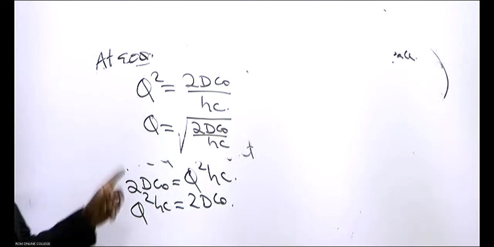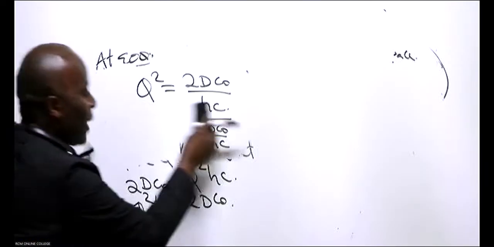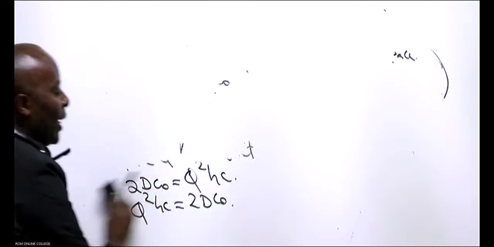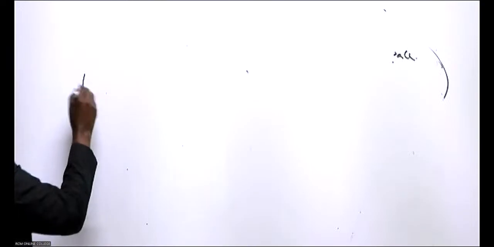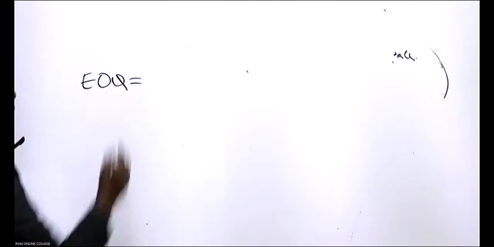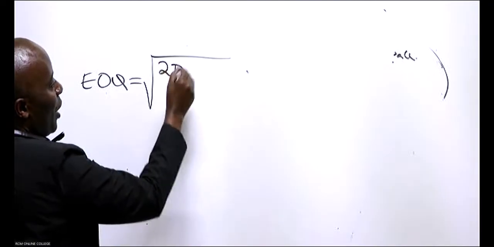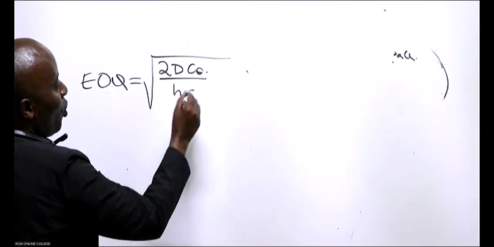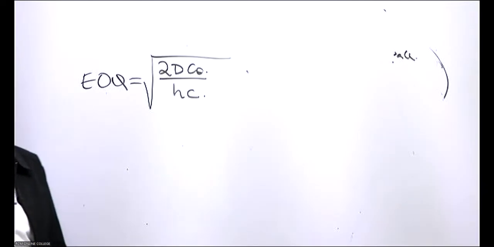The EOQ formula. So this EOQ formula, I would want us to highlight it and write it very well. I would want us to highlight it and we write it again. But now we shall call it economic order what here? Quantity. So economic order quantity will always be equal to square root of 2DCO over what here, somebody? Over HC. 2DCO over HC.